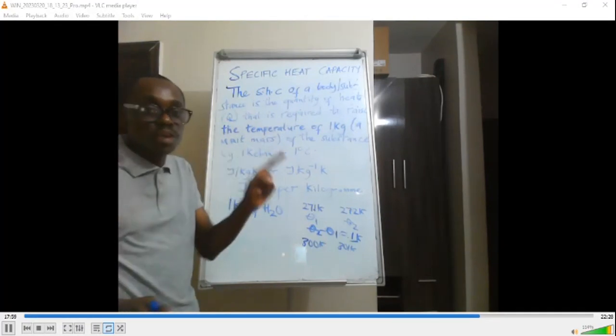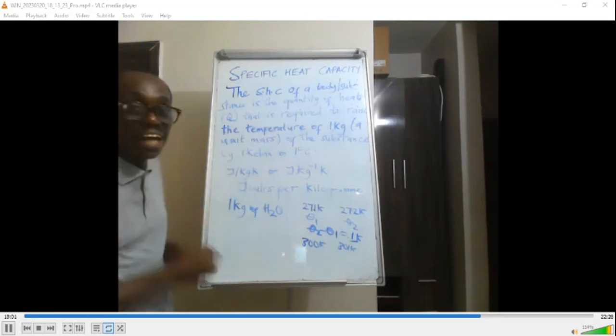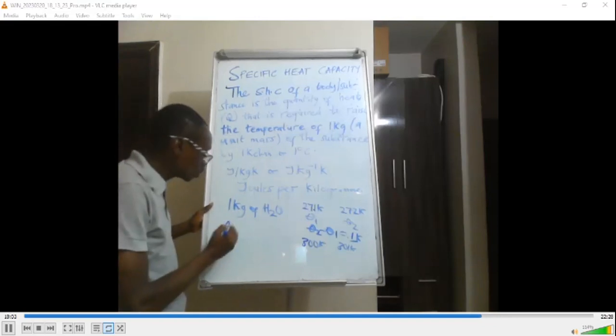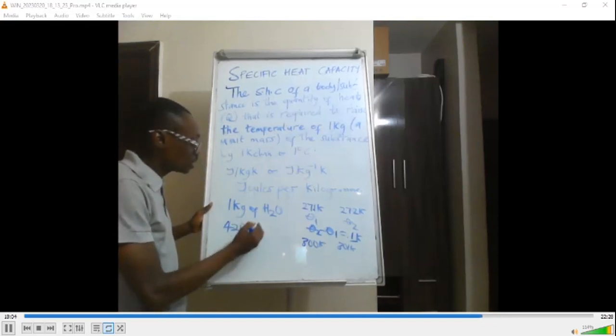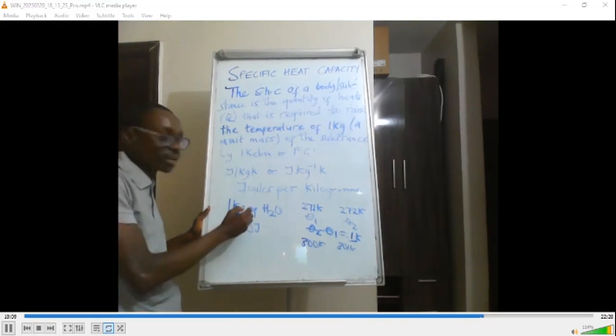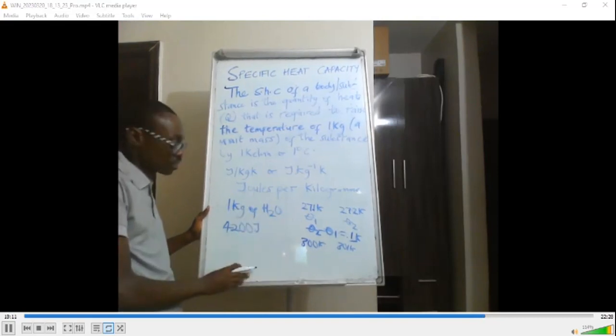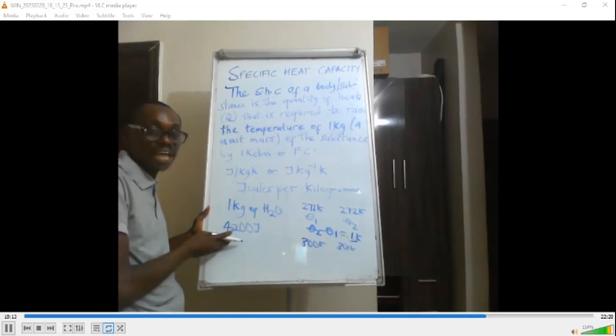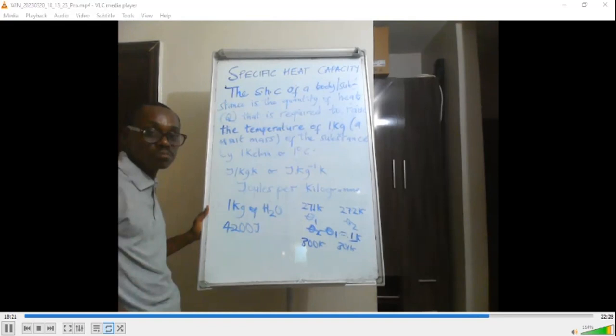And that body is 1 kilogram. So for water, you need 4,200 joules of heat to raise 1 kilogram of water by 1 Kelvin. So this is fixed for water anywhere. This is the amount of heat energy that you are going to require to raise the temperature by 1 Kelvin.